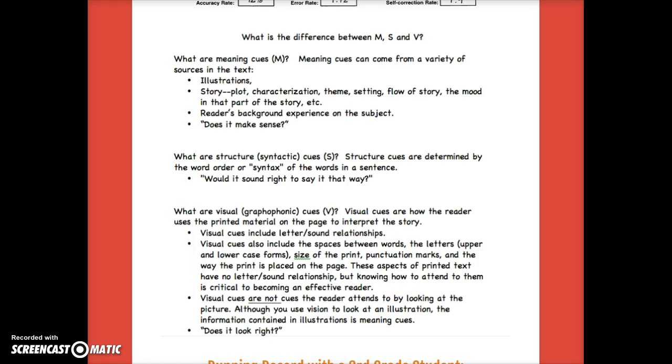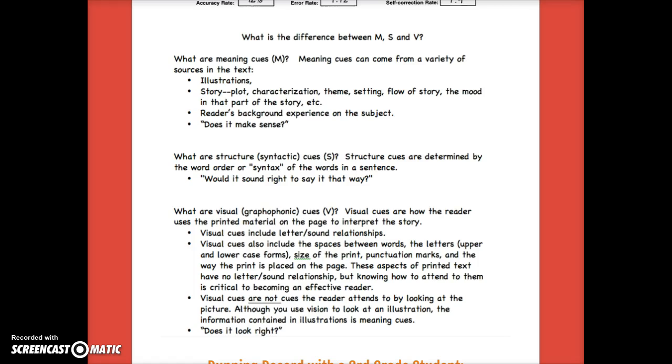And the cue that teachers use a lot is, does that make sense? So when students are strong in that area, they tend to draw from the meaning that they have and the meaning that they're understanding from the story. And so when they're making errors, the words that they're substituting still make sense.